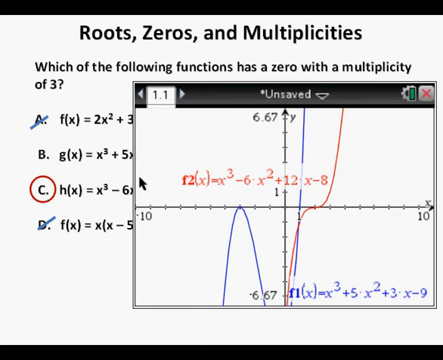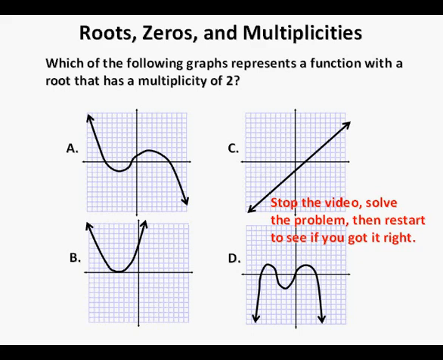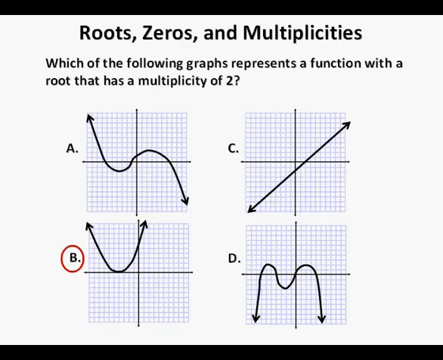Next problem, which of the following graphs represents a function with a root that has a multiplicity of 2? Stop the video, solve the problem, then restart the video to see if you got it right. The correct answer is B, where the graph touches the x-axis but does not cross it. Let's look at this last problem.